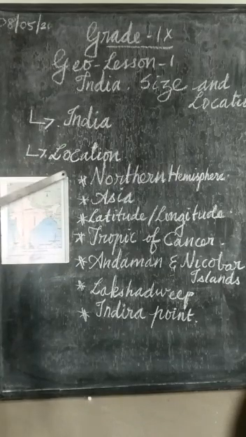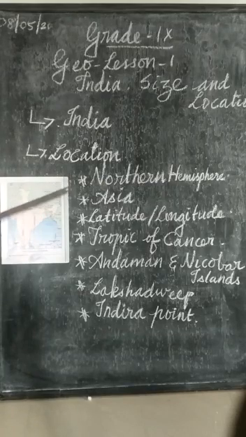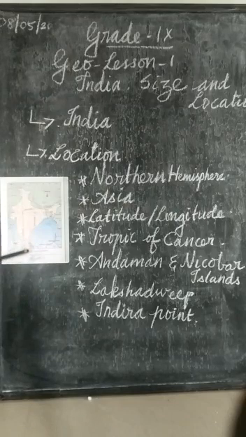India is located in the northern hemisphere. It is situated in the southern part of Asia. What is the latitudinal extent of India? The latitudinal extent is 8 degree 4 minute north to 37 degree 6 minute north. What is the longitudinal extent of India? The longitudinal extent is 68 degree 7 minute east to 97 degree 25 minutes east.